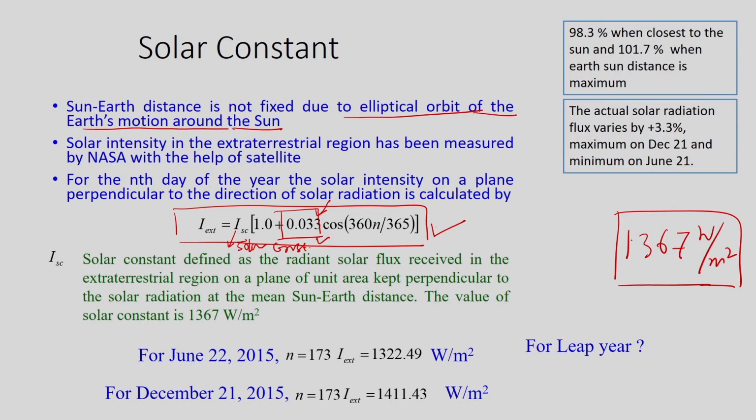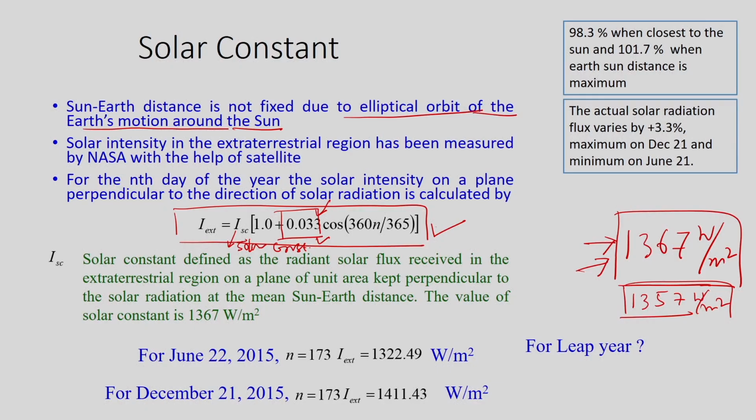Otherwise, this value of 1367 is the constant used in recent times. Earlier, people made many calculations and there are variations, like sometimes people claimed this value is 1357 watt per meter square, but in recent times we use the value 1367. So, this is the precise value normally used in our calculations.